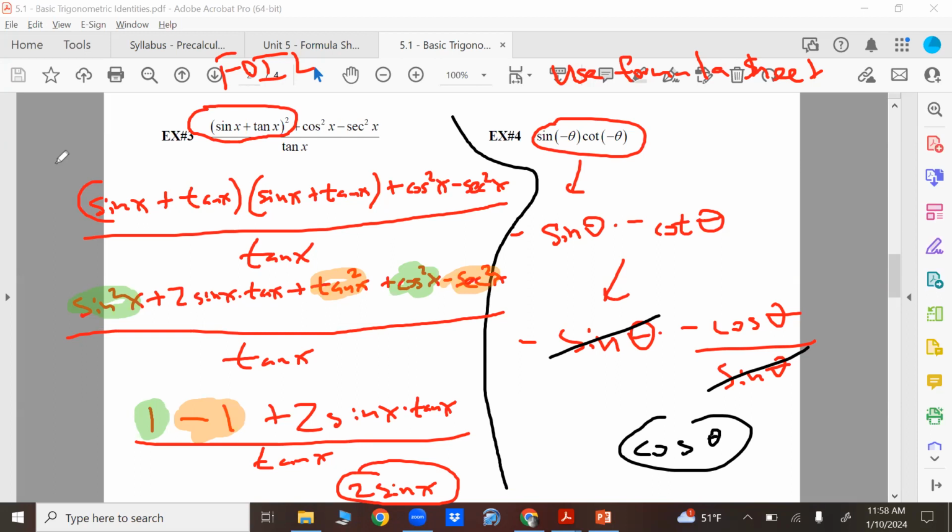So when you FOIL, let me walk through what I just did. Sine times sine is sine squared x, tan times tan is tan squared x, and then you have the outsides and insides. Sine x times tan x is sine x tan x, and you have another one, sine x times tan x. That's why you got two of them. And of course, you have cosine squared x and you have negative secant squared x. Does that make sense? Hold on. Let's color code again.